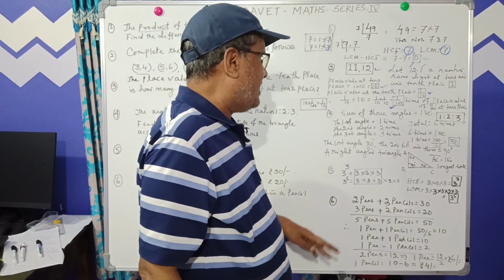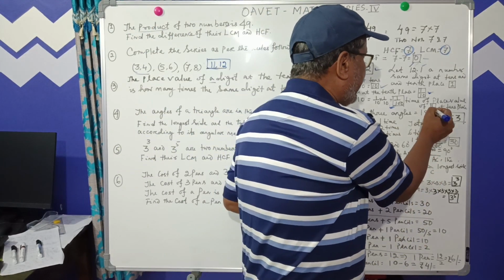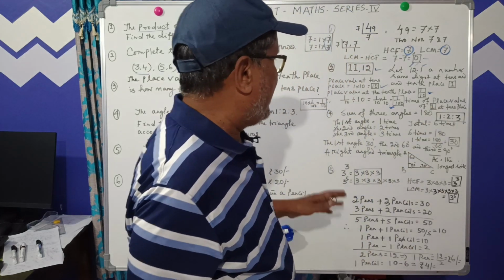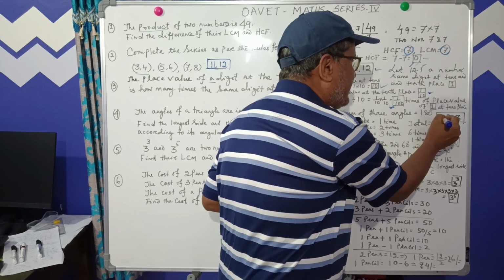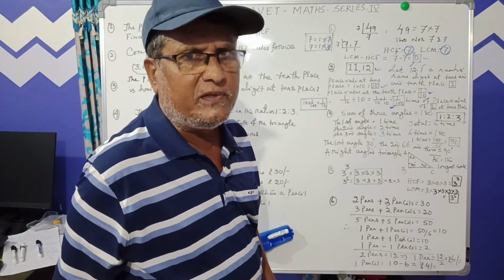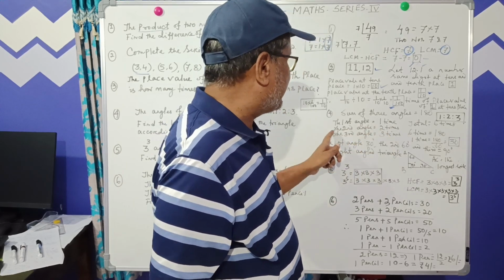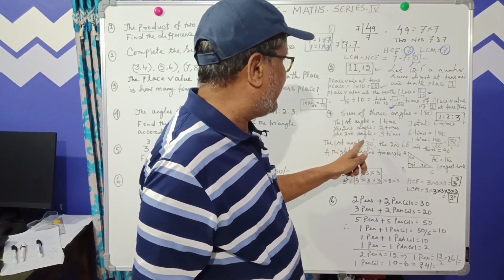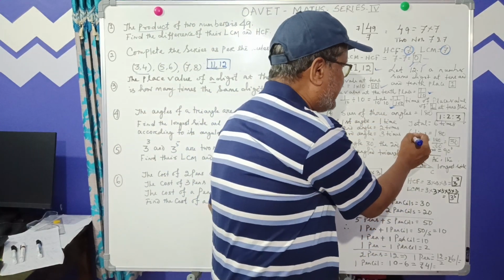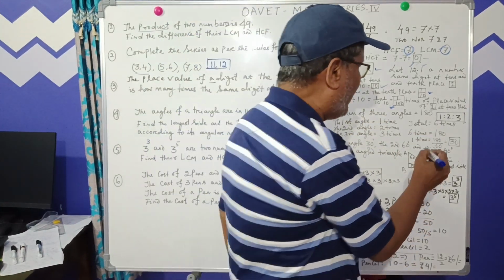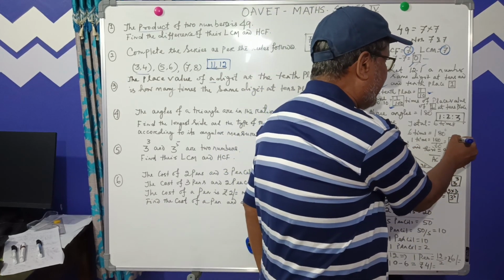So the sum of three angles of a triangle, that you know, is 180 degrees. And the three angles are in the ratio 1 is to 2 is to 3. Let the first angle be 1 time, the second angle 2 times, the third angle 3 times. So the total is 6 times, and 6 times is equal to 180 degrees. So 1 time is equal to 30 degrees.